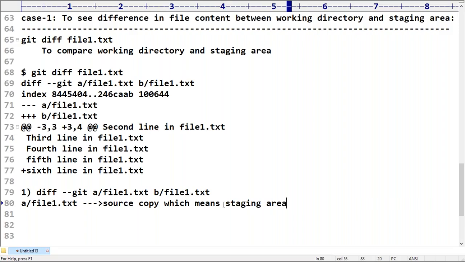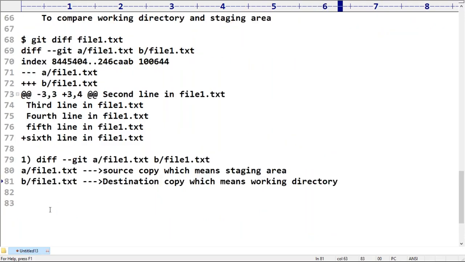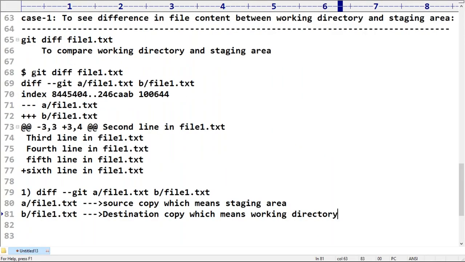Okay, like staging area. Next, the second line, b file1.txt. Okay, this is a destination copy. Can you please spell out, sir? Destination copy, which means working directory. This order is what it is going to consider whenever we are using the git diff command. Source means staging area, destination means working directory.